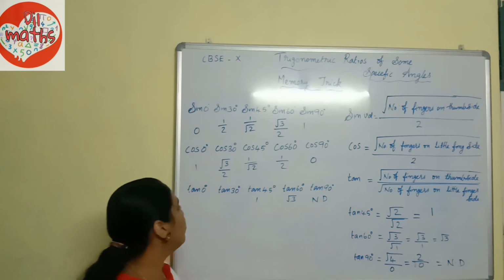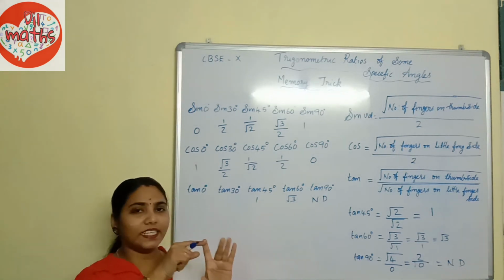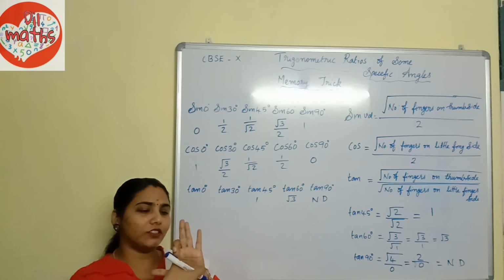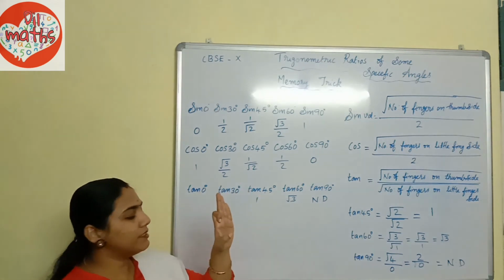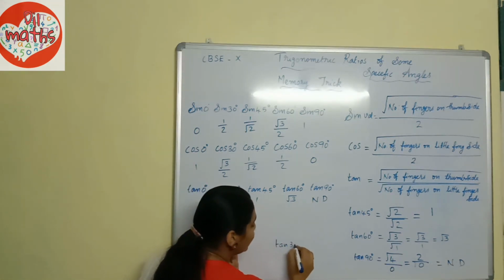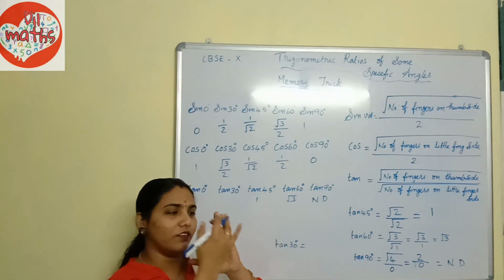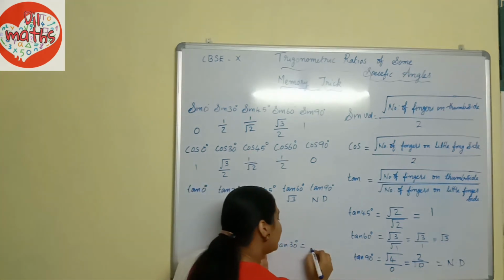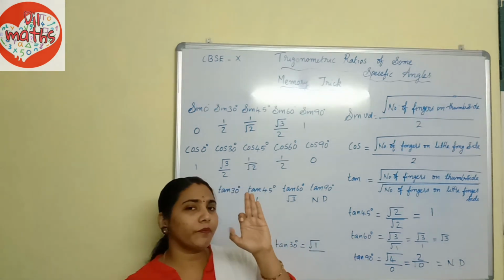Now we have to find out tan 0 degree and tan 30 degree. We'll go for 30 degree now. So this one is 30 degree. We have to close this. And how many fingers left on the thumb side? Only 1 finger left. So tan 30 degree is equal to square root of the thumb side divided by square root of the little finger side. So square root of 1 divided by square root of the little finger side.